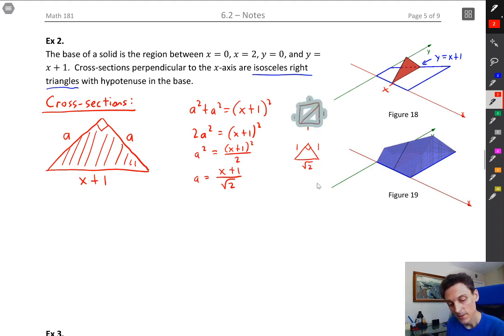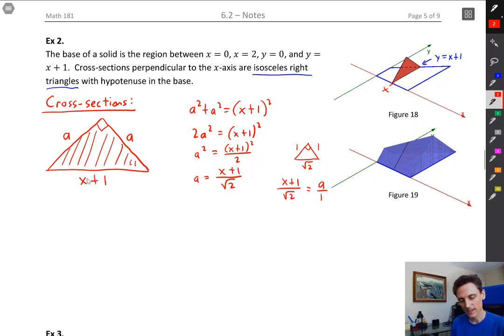But we can use it here to avoid a little bit of work with the Pythagorean theorem and realize that if these two are 45, 45, 90 triangles, then they're similar triangles, and similar triangles have sides that are proportional. So we could think x plus 1 over the square root of 2 is equal to a over 1, just by using proportional sides, right? But then we get immediately what our result was right here. We get a equals x plus 1 over the square root of 2.